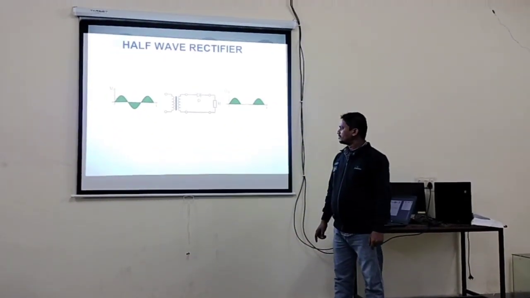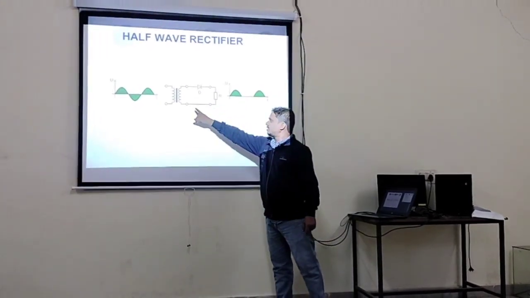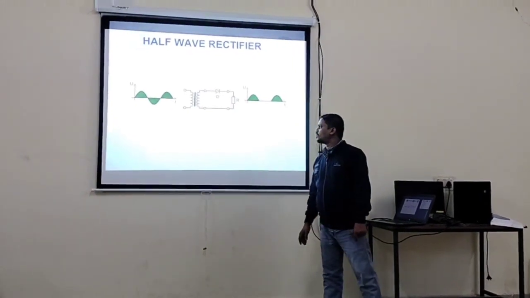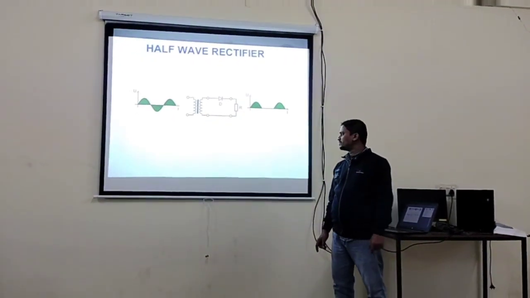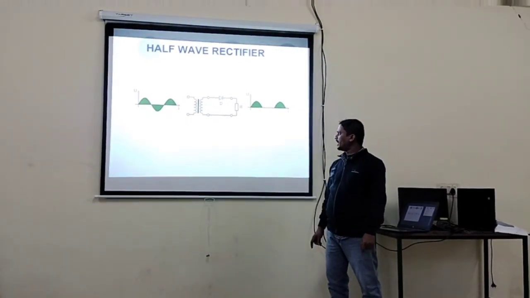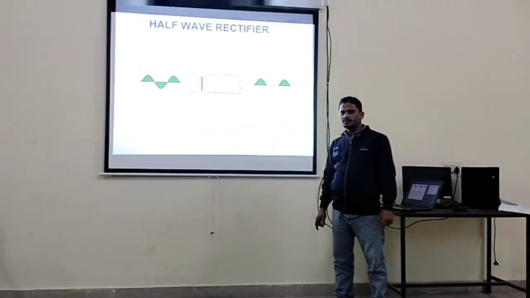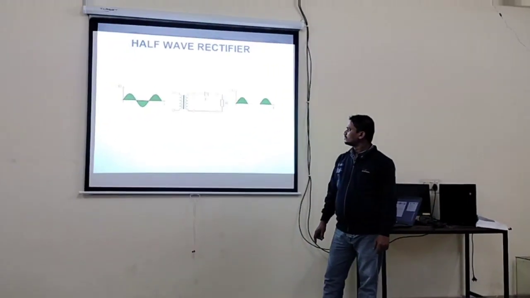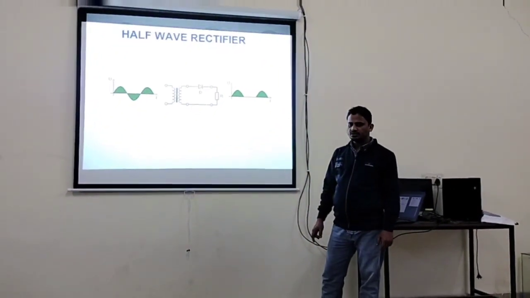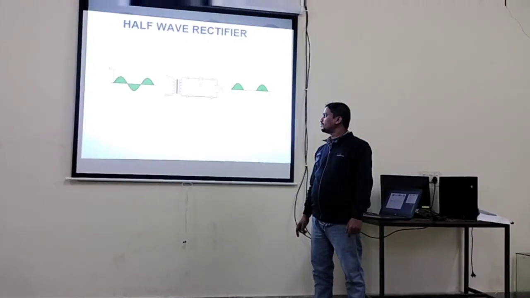Then the current transfers from A to B. When A is positive with respect to B, the signal transfers from anode to cathode. That means current flows from A through the diode and the load and is closed with terminal B. That means it allows the positive half cycle. In the positive half cycle, diode D is forward biased. Forward biased means it allows only the positive half cycle from anode to cathode.